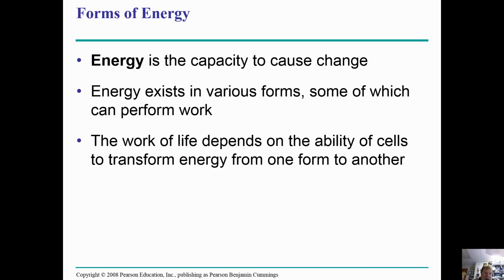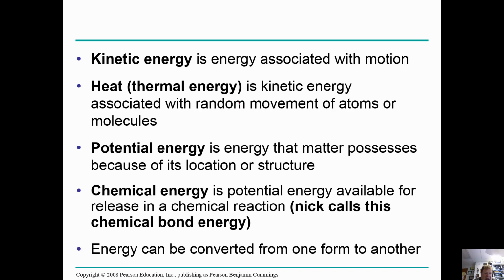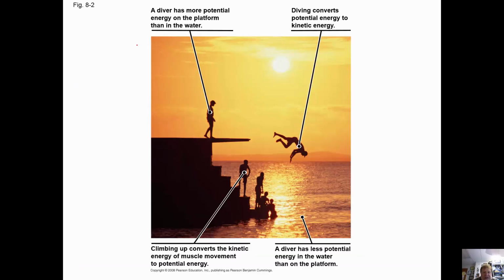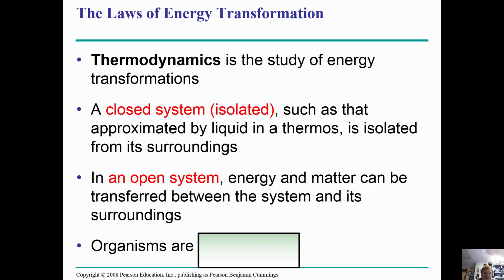So, real quickly, what is energy? Energy is the capacity to cause change. Energy exists in various forms: kinetic, heat, potential, chemical energy. These are all energy forms that we need to know. This is a great slide. Here we have a diagram with potential energy, we have kinetic energy, and then climbing up converts kinetic energy into potential energy. And so again, this is a cycle of where this energy can be produced.